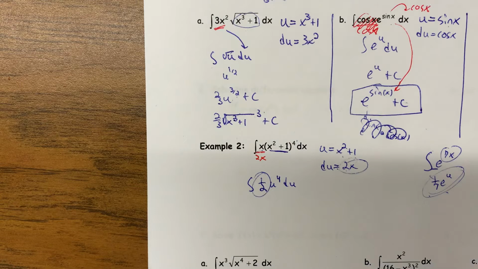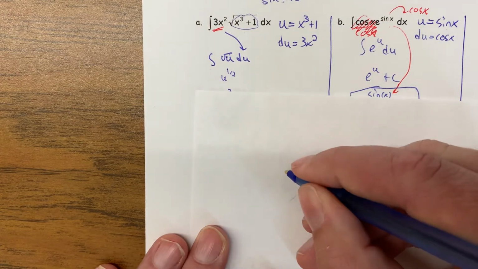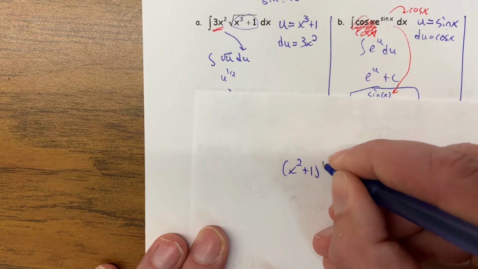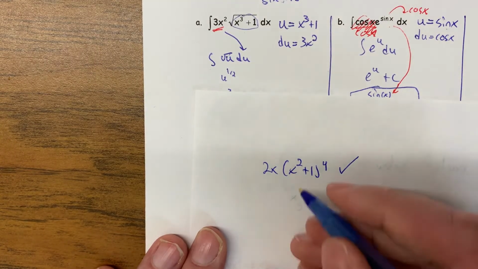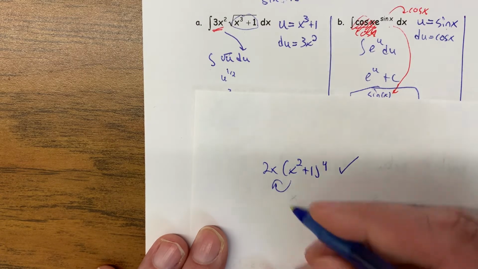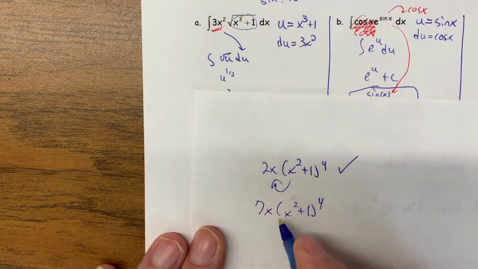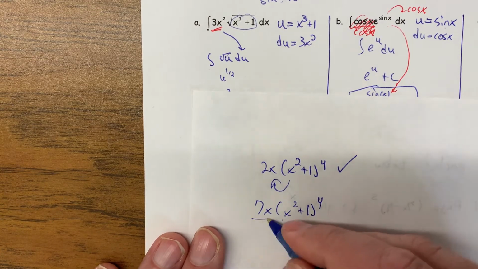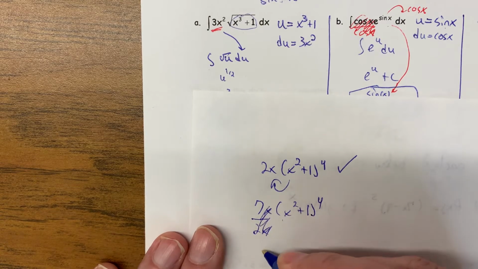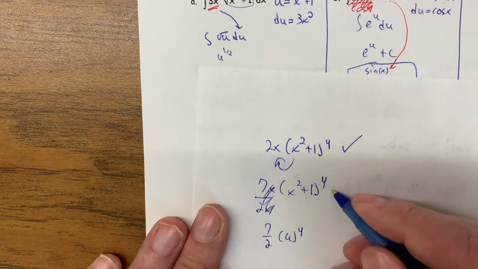So I want to very quickly show you the difference between these two things. If you have x squared plus 1 to the fourth, and you have it times 2x, this is good. We can do the integral of it because the derivative of this is 2x. If you have x squared plus 1 to the fourth and you have 7x, even though this isn't the exact derivative, when you divide by 2x, you'll see the x's will cancel out and you'll get 7/2 u to the fourth power. And so this is still good.